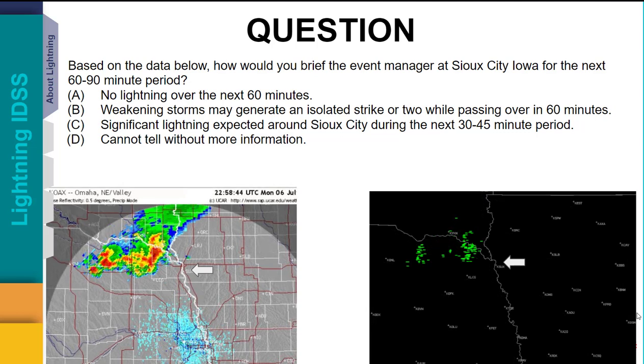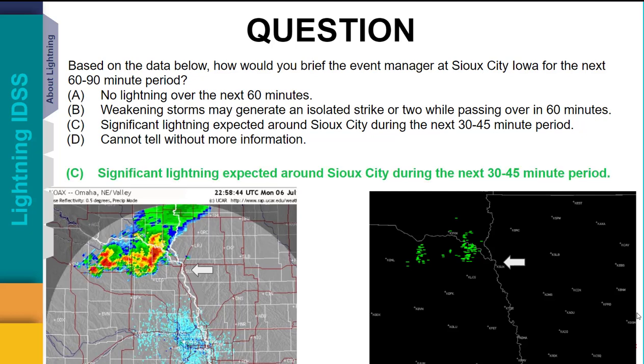Without any information to suggest the convective system will weaken, answer C would be the correct choice. This isn't very challenging, as one can just easily time the arrival of the thunderstorms moving toward the Sioux City area, likely arriving in the next 30 to 45 minute period.